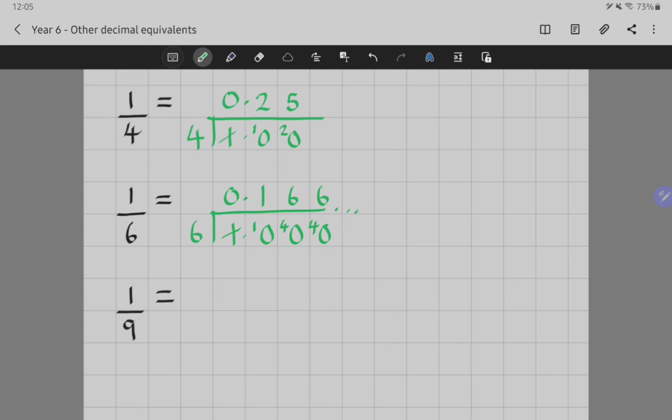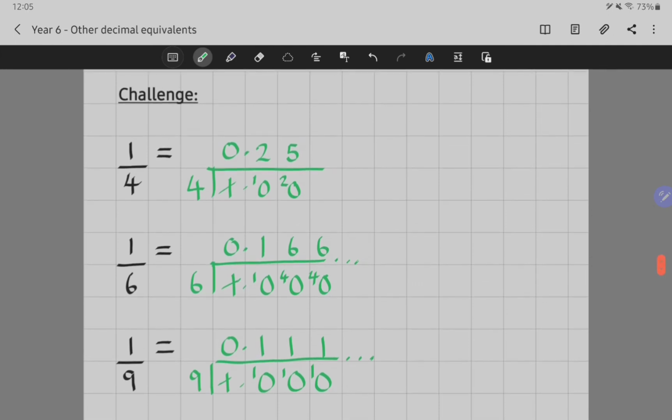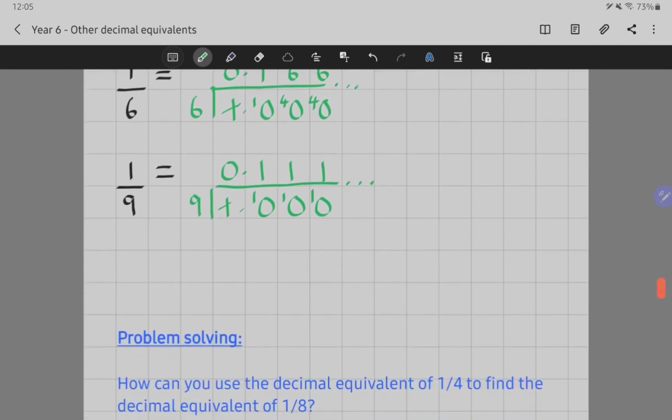Finally, 1/9. So I'm dividing by 9. 9 into 1 doesn't go. Pass it on. 9 into 10 goes once, with 1 left over. 9 into 1 goes once, with 1 left over. Once, with 1 left over. 0.111. Did you manage those challenge ones? Hopefully you gave it a good go.